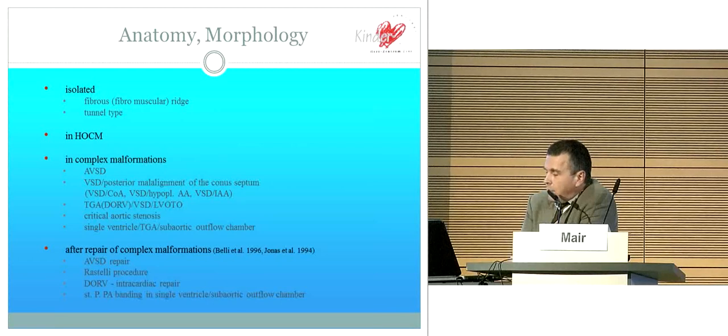It is in many cases part of a critical aortic stenosis, especially in borderline ventricles, and it can occur in single ventricle with transposition of great arteries and subaortic outflow chamber. The ventricular septal defect acts as a subaortic stenosis. And it can occur after a repair of complex malformations. It can occur after AVSD repair, after Rastelli procedure, after double outlet right ventricle with intracardiac repair, and so on. The list is not complete.